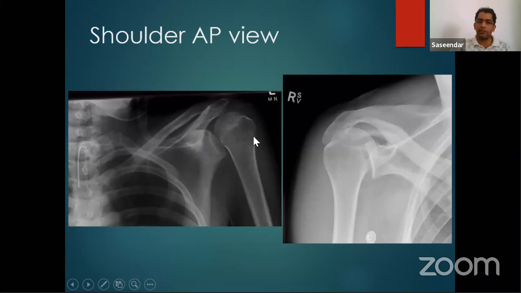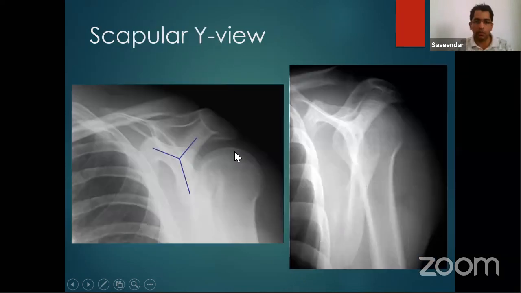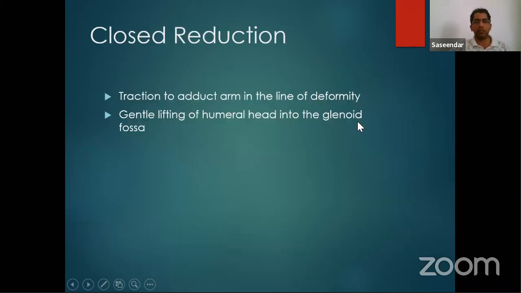If you are seeing this x-ray and you have a doubt, you have to take a Y view, but for theory purposes, if you are seeing this x-ray and you have a doubt, look at the Y view and see whether the head is lying posteriorly. Now, after reduction, the head is lying on the glenoid, so it's a reduced shoulder dislocation. Again, the methods are similar. Mostly a closed reduction can work.